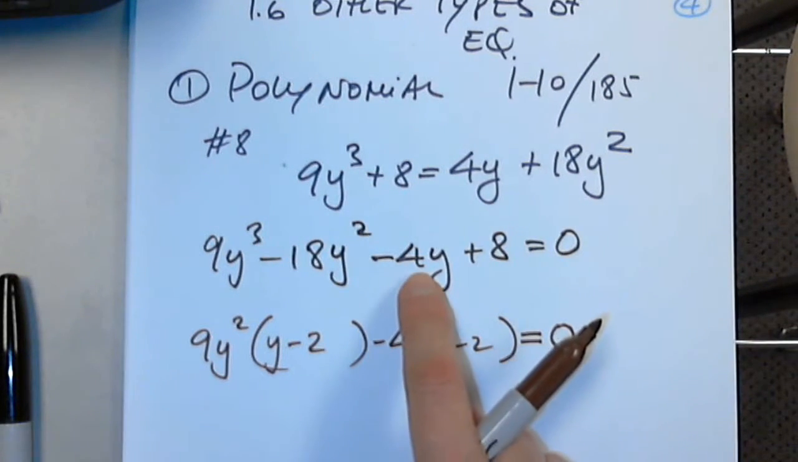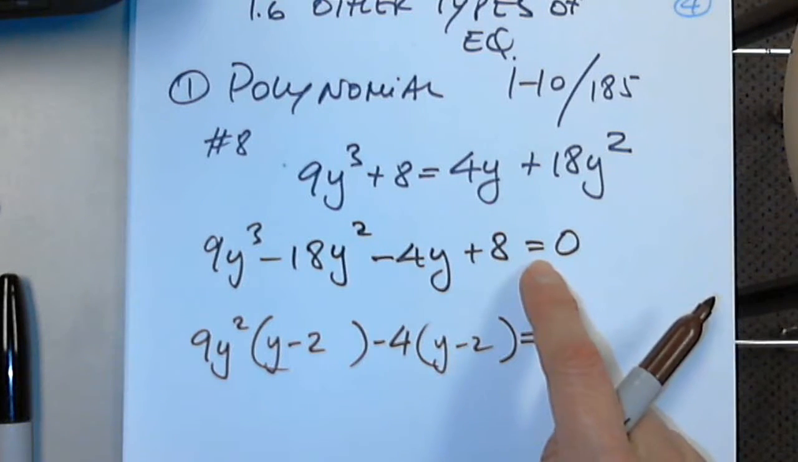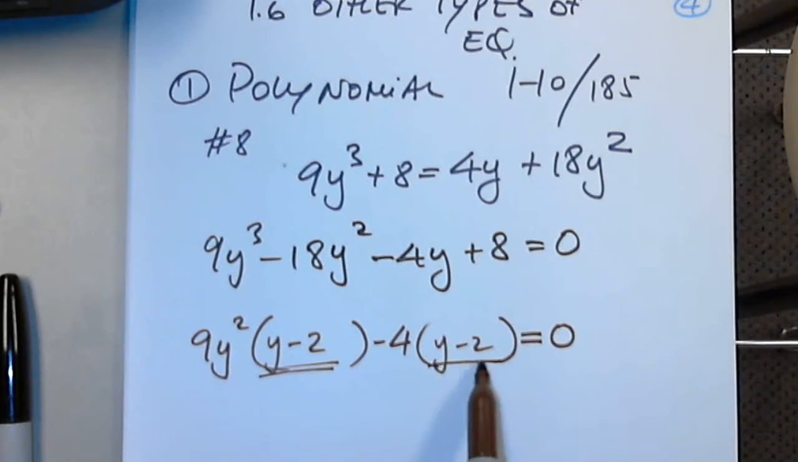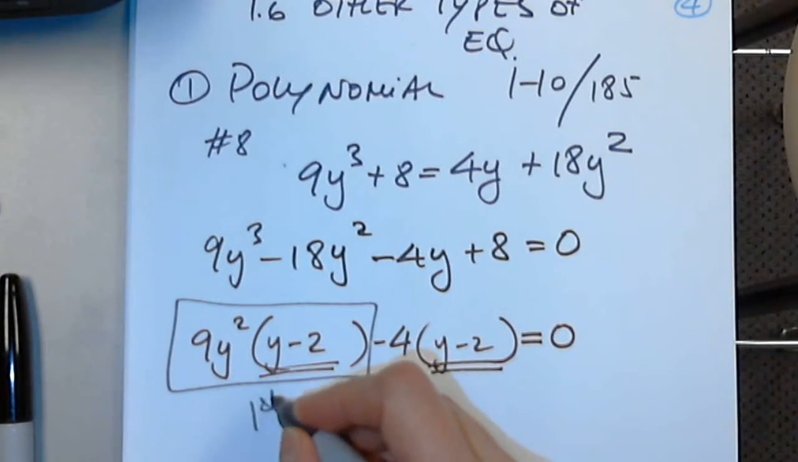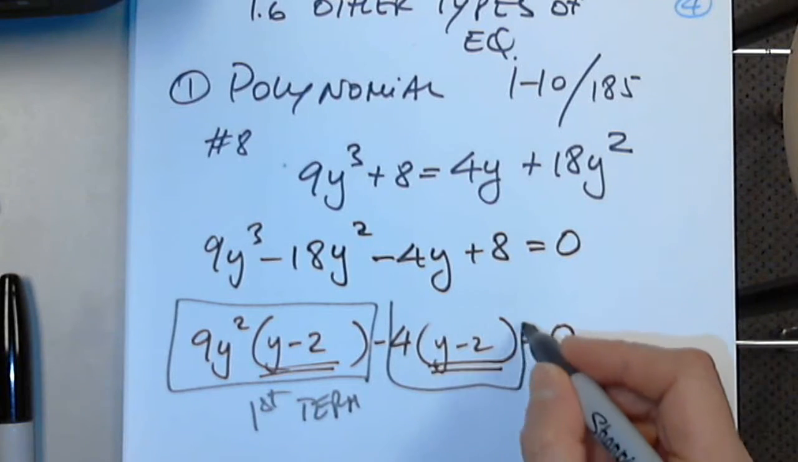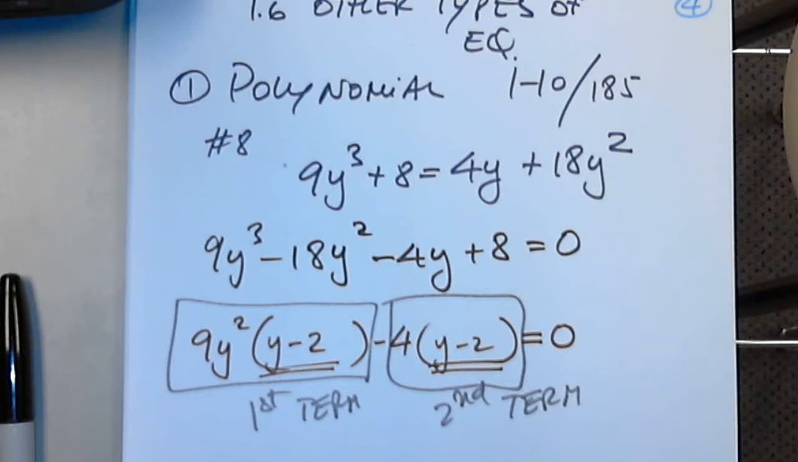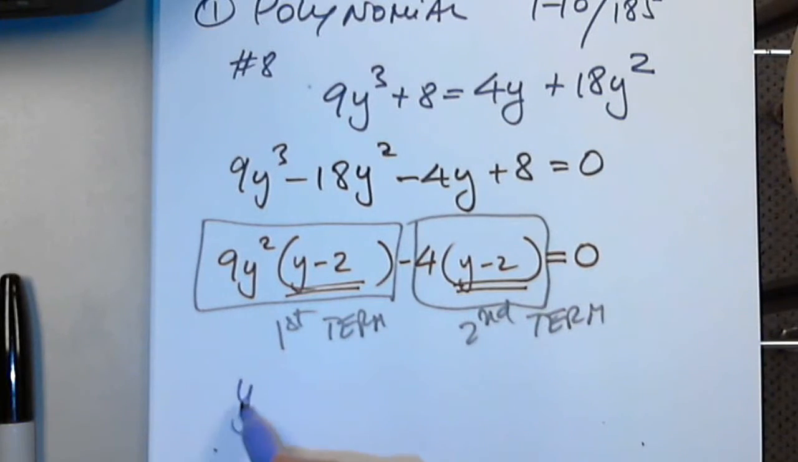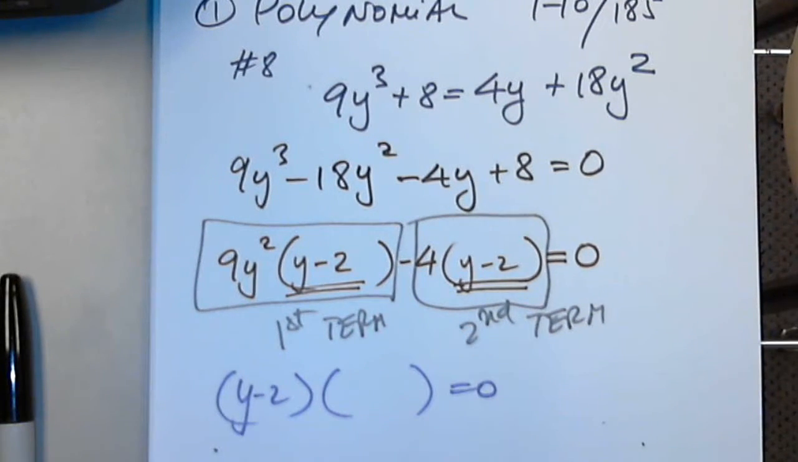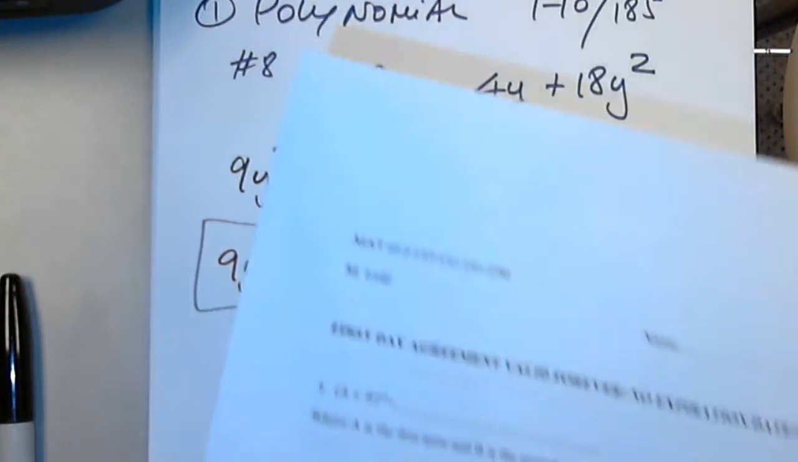Let's check. Negative 4 times y is negative 4y. Negative 4 times negative 2 is positive 8. Obviously, this is the common factor that has to be pulled out now from these 2 terms. This is the first term, and this is the second term. What do I pull out again? Perfect. What is left in parentheses? 9y squared minus 4.